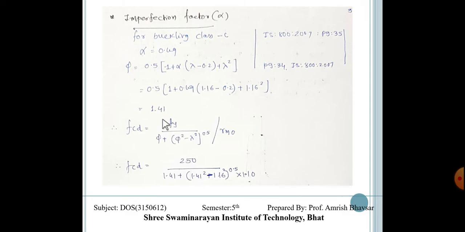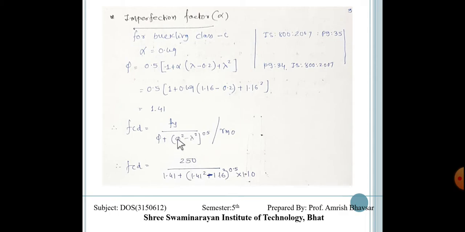Now we have the equation of FCD, which is given on page number 34 of IS 800. In that case, we have the equation which depends on phi and lambda. So this is our equation. After putting the values, fy is equal to 250, phi is equal to 1.41 and lambda is equal to 1.16, divided by gamma m0. We have the value of gamma m0 that is given on page number 30.